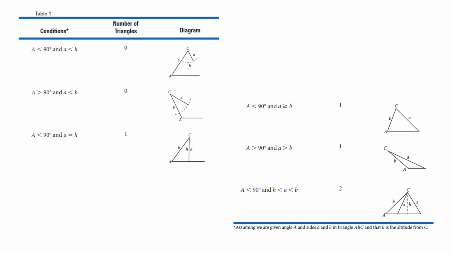Now there's one scenario where you can have two triangles, and this is where A is less than 90 degrees and your side length a is greater than h but less than b. So it's right in the middle, and this is a scenario where you could have two triangles.